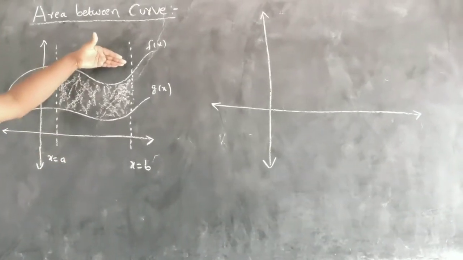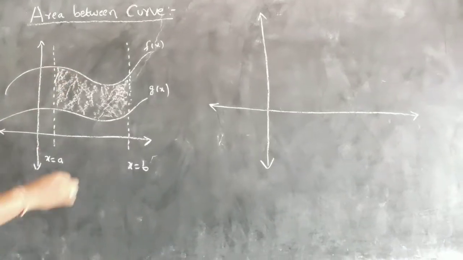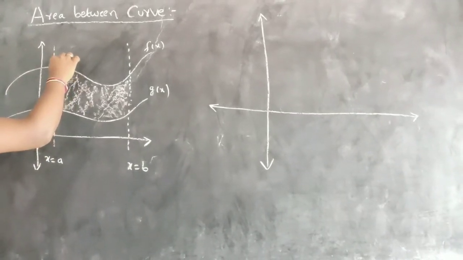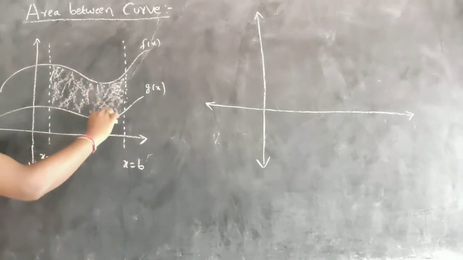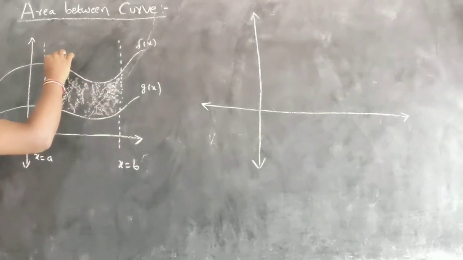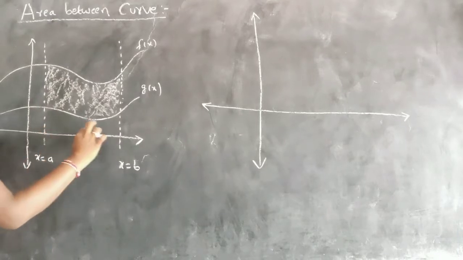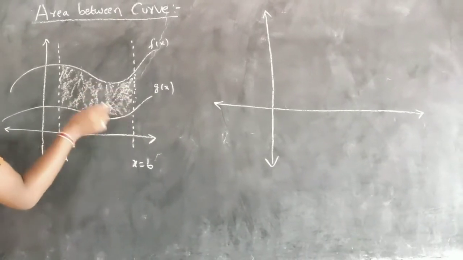Then the above area means the f of x area. The area of f of x will be this total, from this curve down to the x-axis. This is the f of x area.